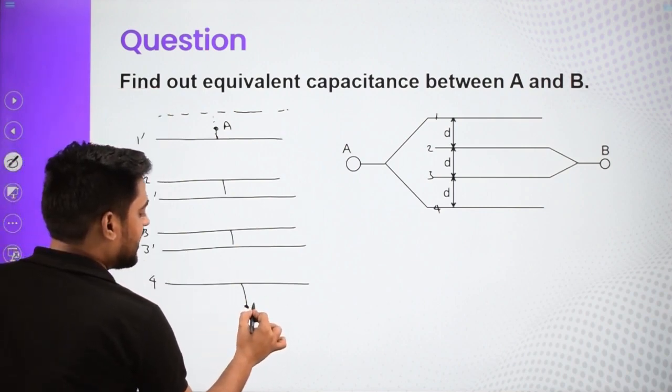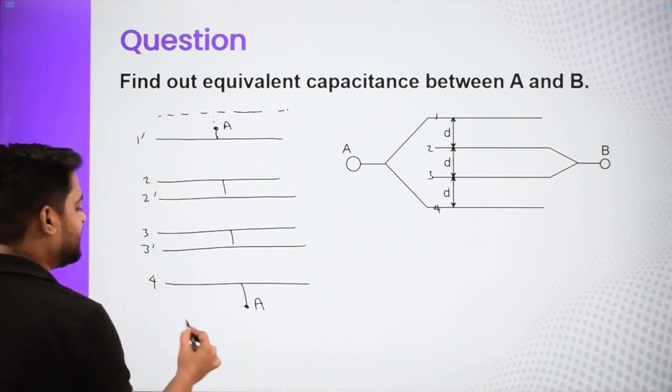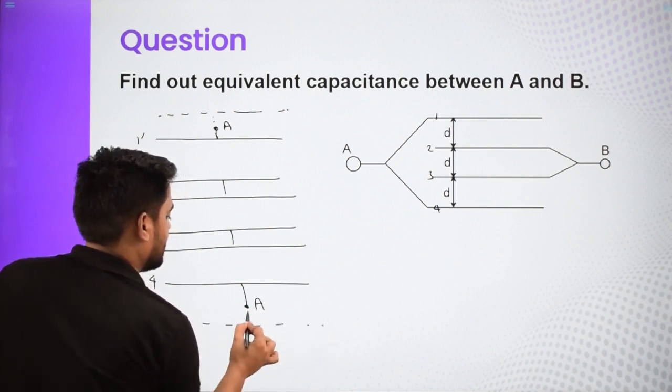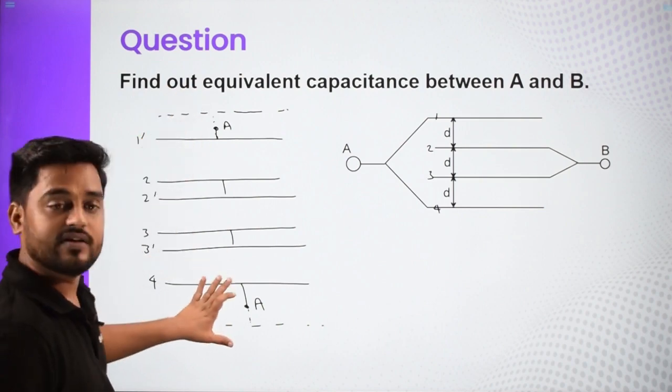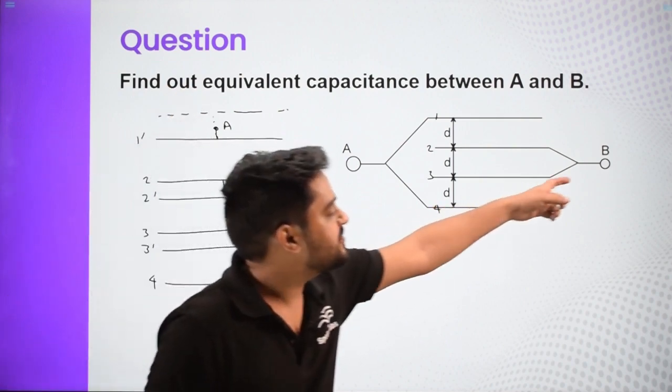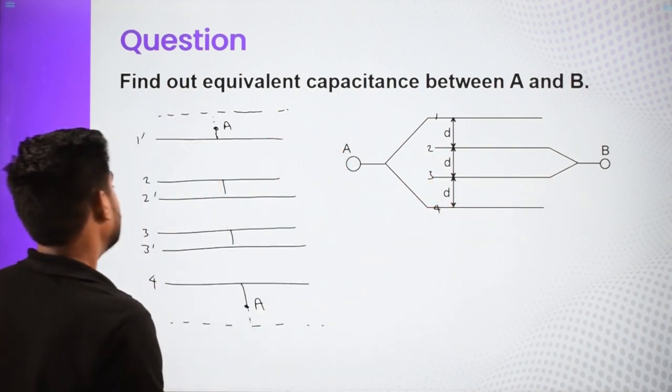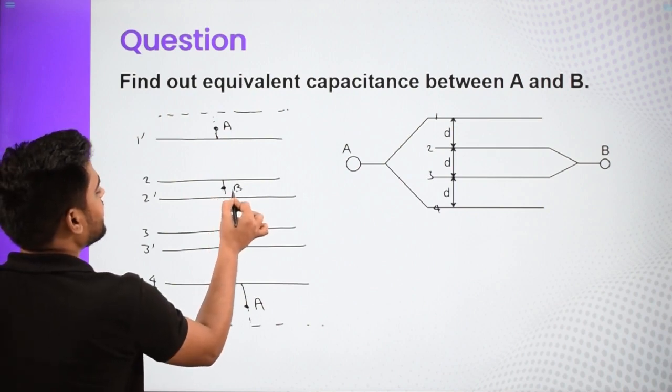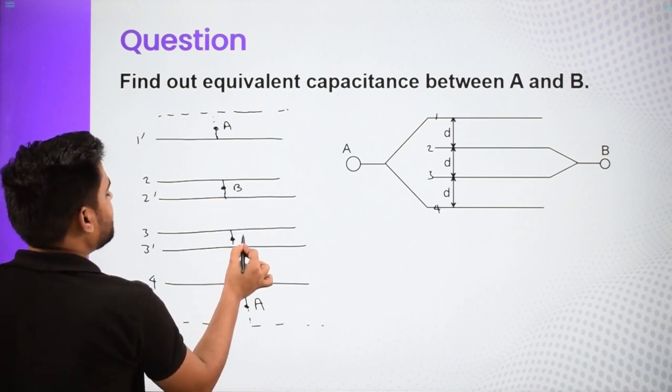So I have removed, this is again A. So A is connected between 1 and 4, right? Now this B is connected to 2 and 3. So this is point B over here. And this is again point B over here.